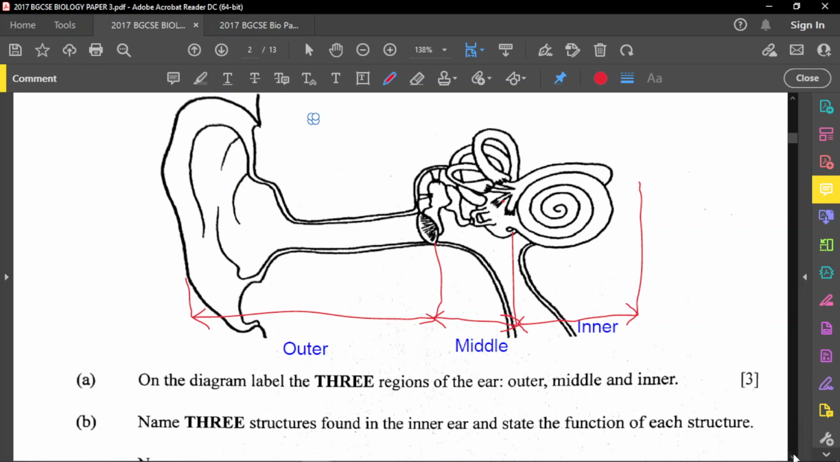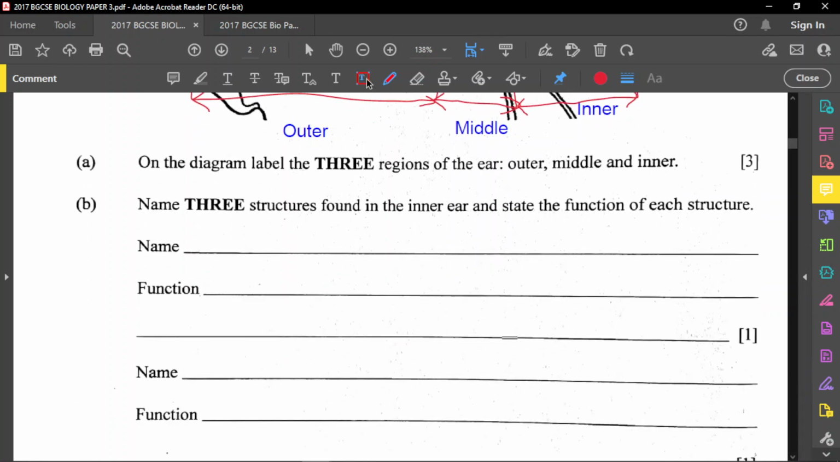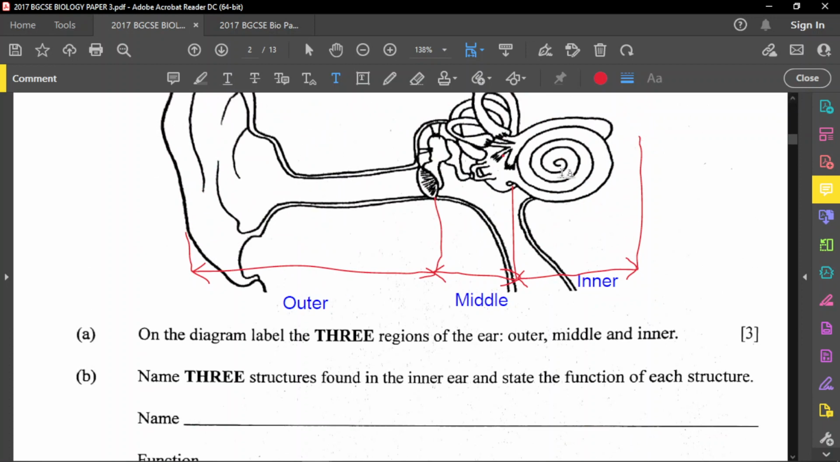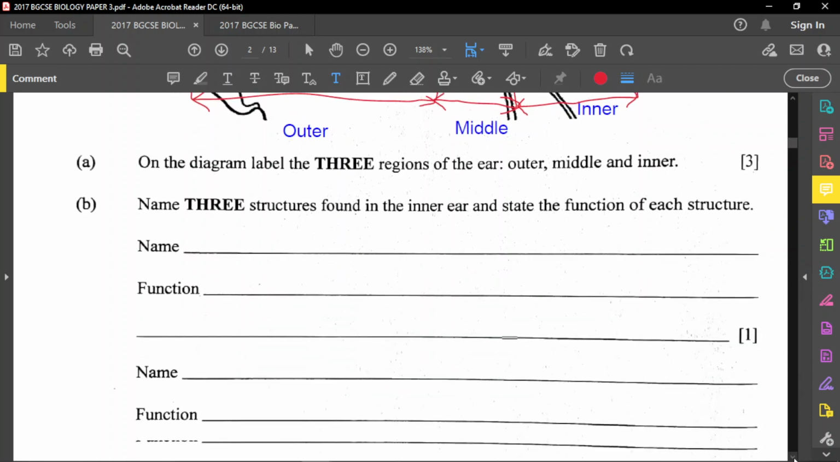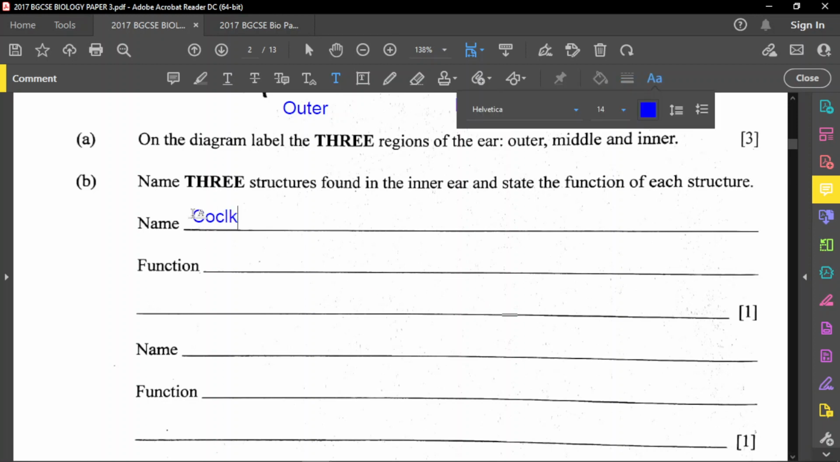Again, I'm going through as fast as I possibly can. It said, name the 3 structures found in the inner ear. So the inner ear is the most inward part of the ear. And of course, there's one obvious structure that is there, but there are 2 other structures that we really need to think about. And they also ask you to state the function of each of them. So the first one is the cochlea, which is the most obvious structure, and the one that I think most people will remember and know.